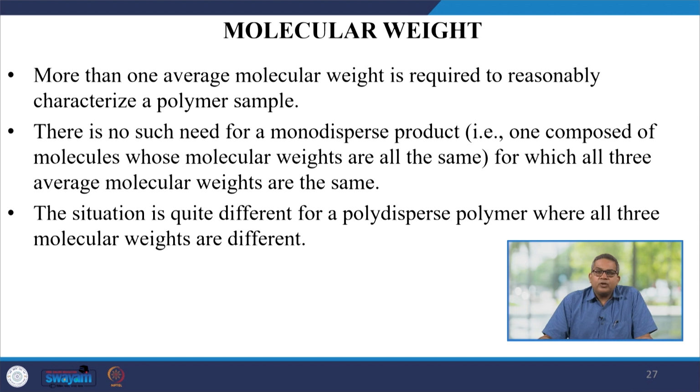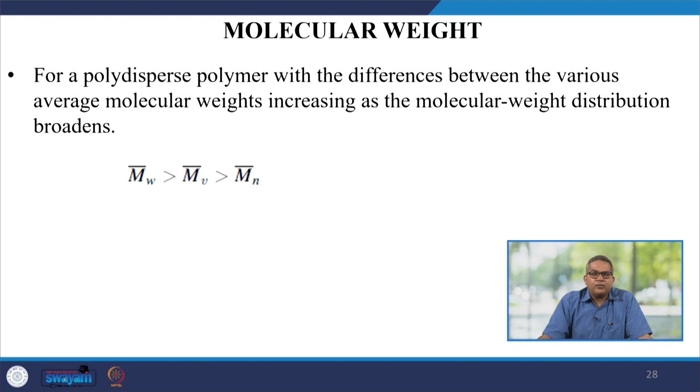More than one average molecular weight is usually required to reasonably characterize a polymer sample. There is no such need for a monodispersed product, one composed of molecules whose molecular weights are all the same, for which all three average molecular weights are the same. The situation is quite different for a polydispersed polymer, where all three molecular weights are different, with the differences between the various average molecular weights increasing as the molecular weight distribution broadens.